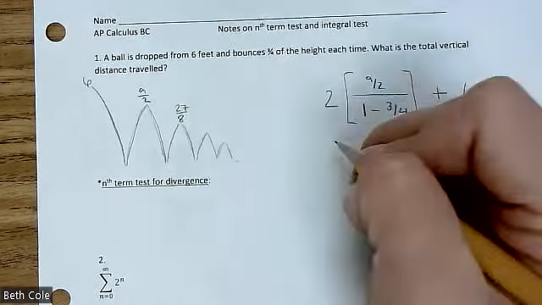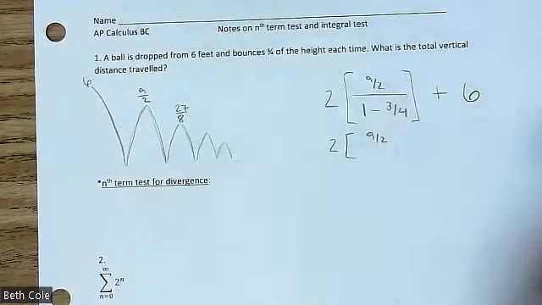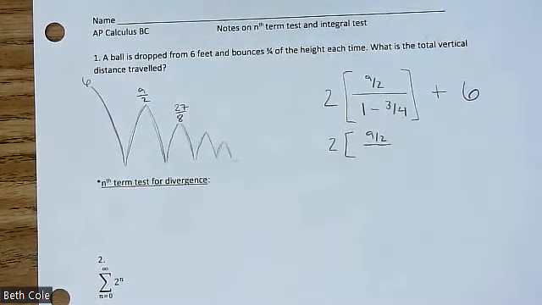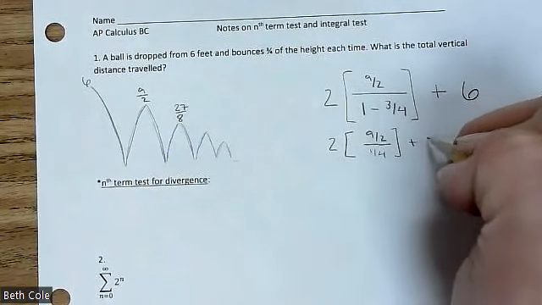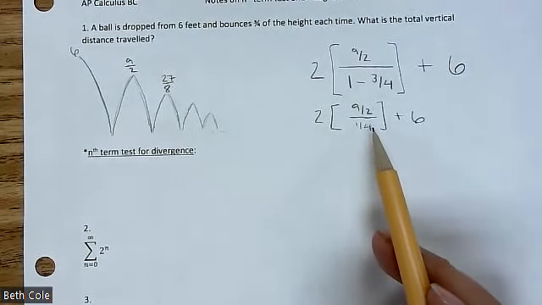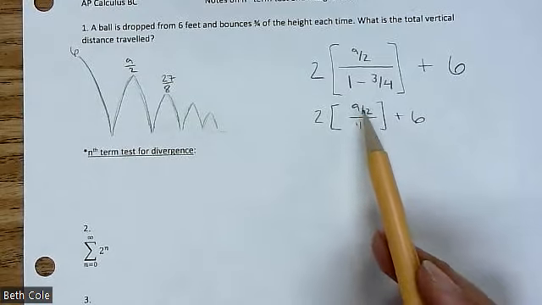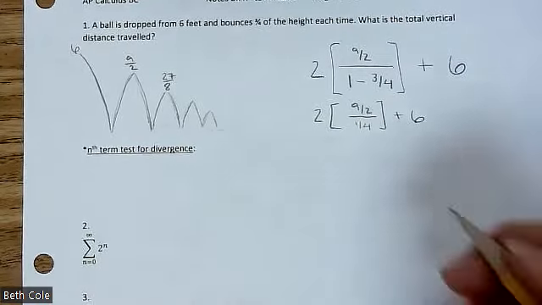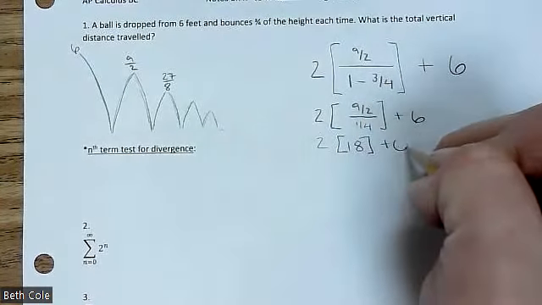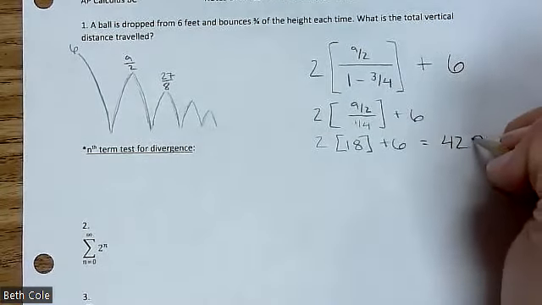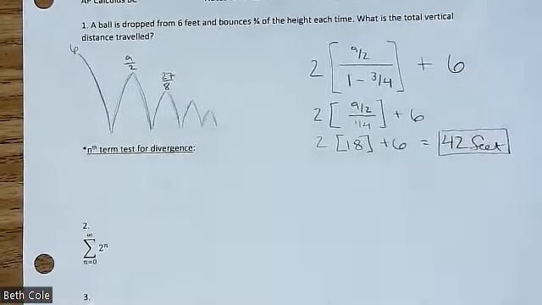And then we just have the job of the algebra of sifting through that. So let's see what we get. And I think that the answer might surprise you. So this will be 9/2 over what? 1/4. I'm going to keep the +6 in there. If you divide by a fourth, that's the same as multiplying by 4. So 9/2 times 4, 9 times 4 is 36. So that'd be 36/2, which is 18. So 2 times 18 + 6. 2 times 18 would be 36. 42 feet. Isn't that crazy? 42 feet.